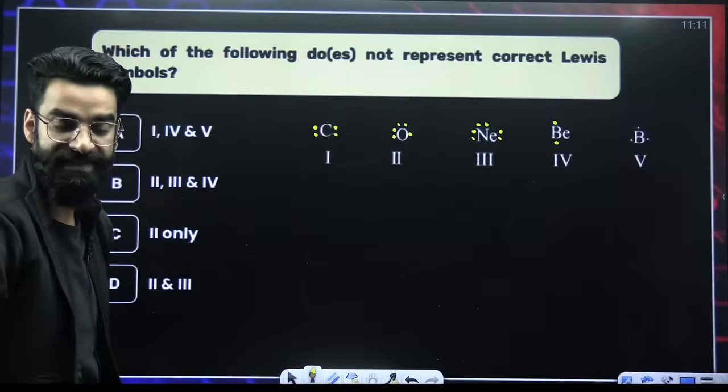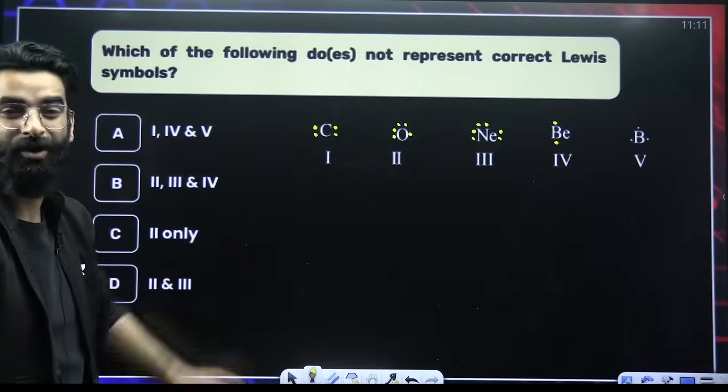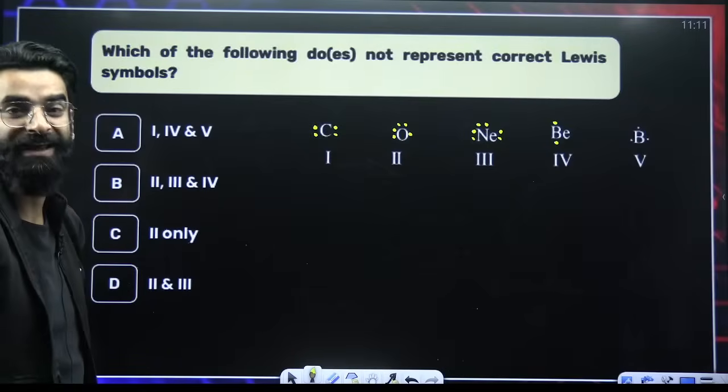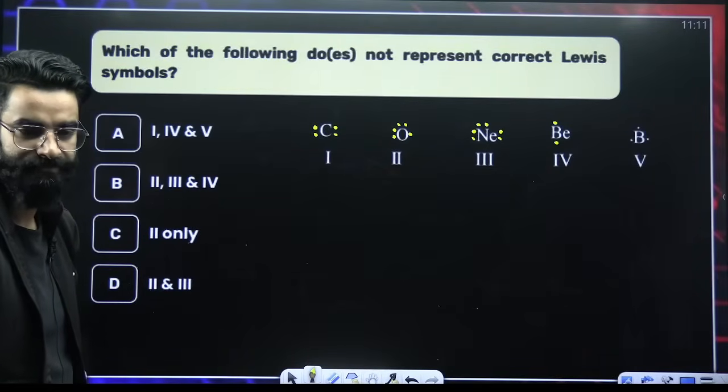When you show the Lewis symbol, you need to write the valence electrons, right? You need to show the valence electrons. Perfect. So what do you think is the answer? Quickly, people.